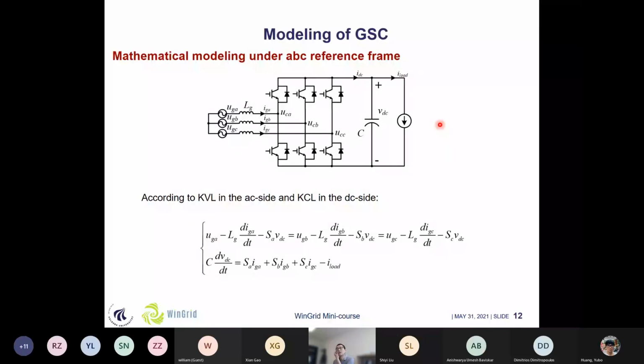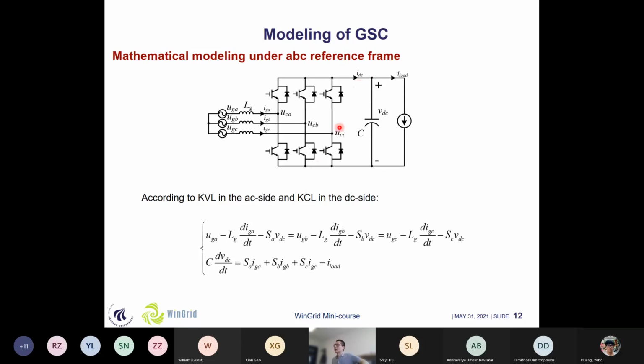Yeah, so if we try to model this grid side converter, here we need to know some models of these power converters. If we take a look at these grid side converters, we could see that if we use a single inductor as a filter, we can see some currents in terms of the DC side and the AC side.